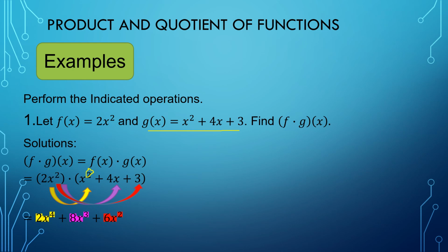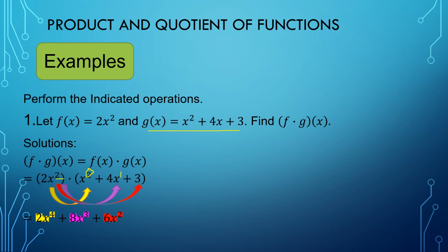The next, the pink one. So 2x squared times positive 4x, so that is 8x cubed. Again, we have the exponent of 2, and obviously the exponent of this one is 1. So 2 plus 1, that is 3. So 2 times 4, that is 8. Then write x, then add the exponent of the variable x, which is 2 plus 1, so that is 3.